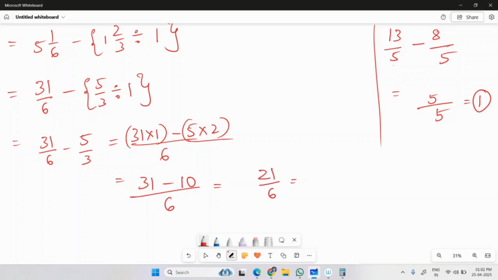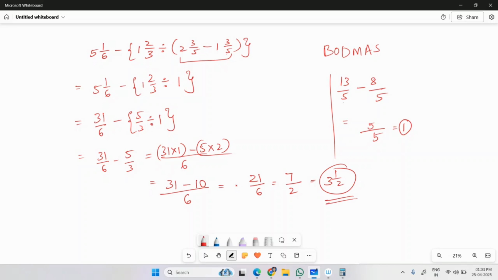This can be converted into lowest form. Dividing both the numerator and denominator by 3, we will get 7 by 2. 7 by 2 can be written as 3 and a half. So our answer is 3 and a half, or 3 1 by 2.